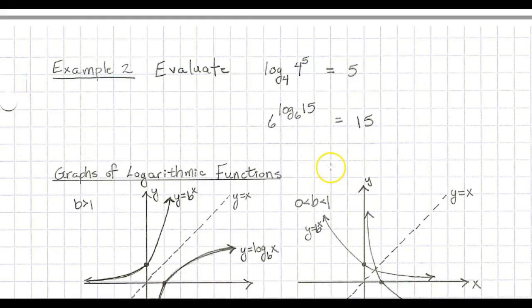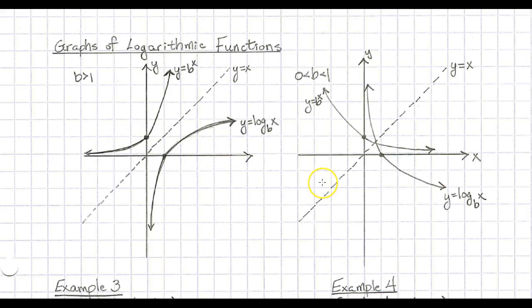So in example 2 here, we want to evaluate log base 4 of 4 to the 5. In other words, 4 to the what equals 4 to the 5. So that one's simple, that's 5. Here I have the base b raised to the power log base b of x. We just shoot x back out as well. So b raised to log base b of x equals x. So 6 raised to log base 6 of 15 equals 15.